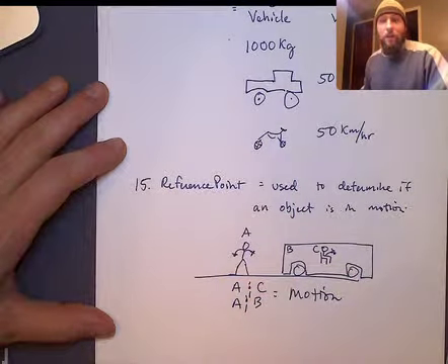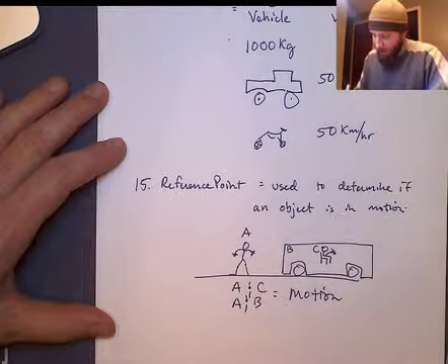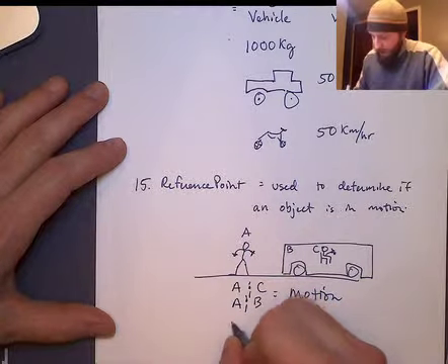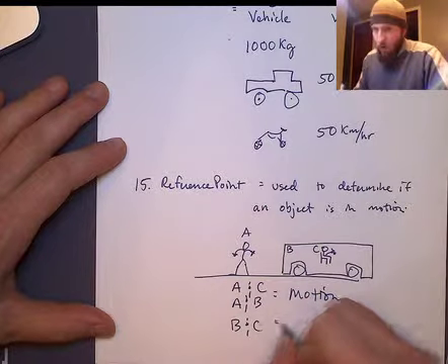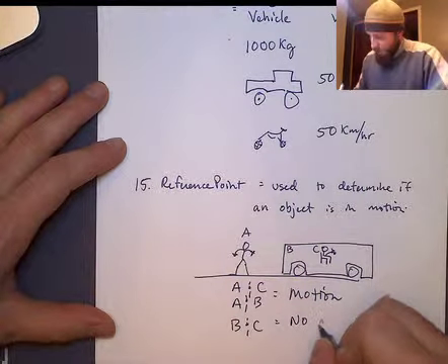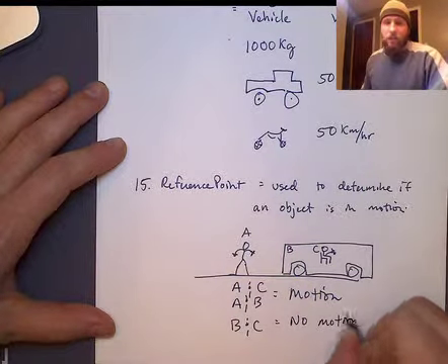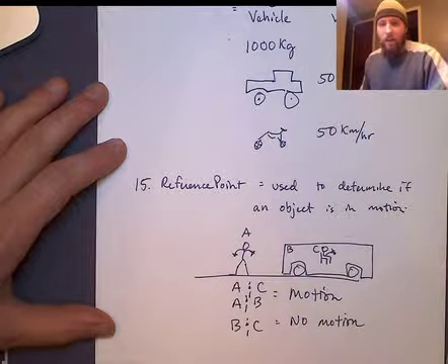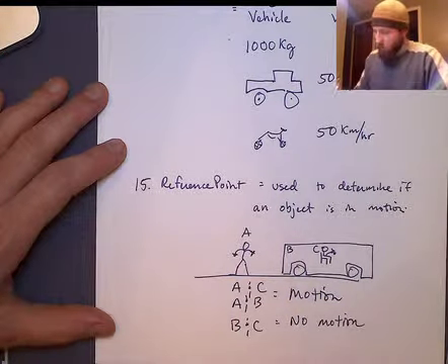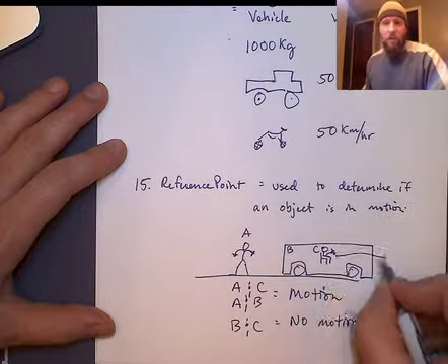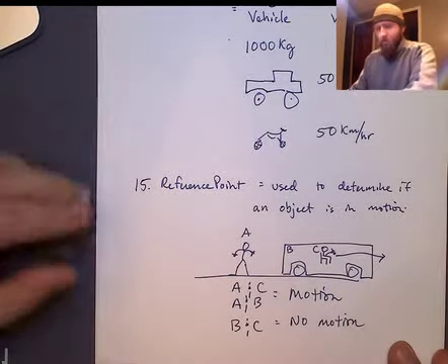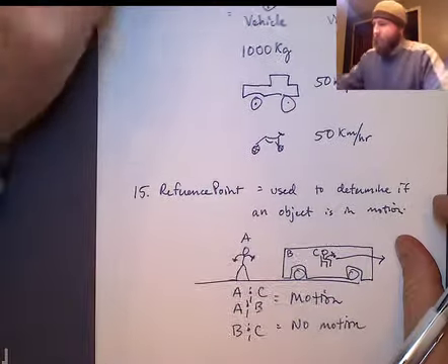Because the distance between the two objects is changing. But if we were to compare between B and C, we would say no motion. Their distance is not changing. You know, barring any possibility that the bus driver slams on the brakes and this poor woman goes flying out the front window. So, anyhow. Reference point, check.